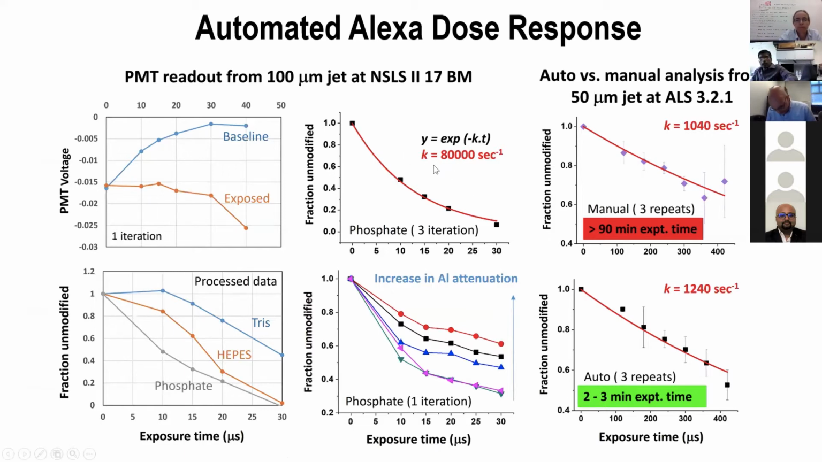So here are different kinds of readout from the automated versus the manual. I just want to focus on the right side. You see that I don't see any difference. We are getting a pretty similar response from the automated dose response versus the manual.